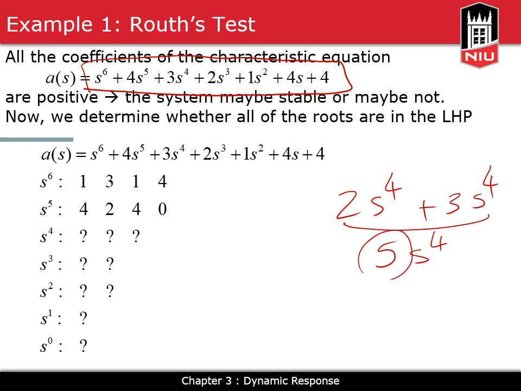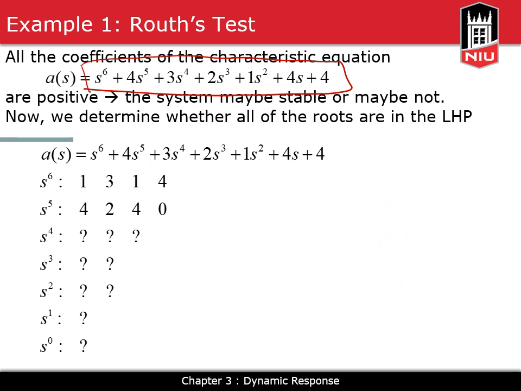And then your 5 will go into the table, into the first two rows. Don't put both the 2 and the 3 in there. So pay attention to this. Your characteristic polynomial should first be written in the exact same form. Then you put the coefficients into the first two rows. Then we need to find the coefficients into the next rows.